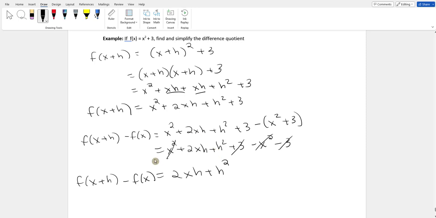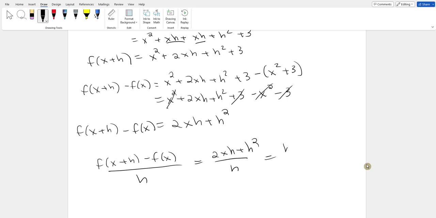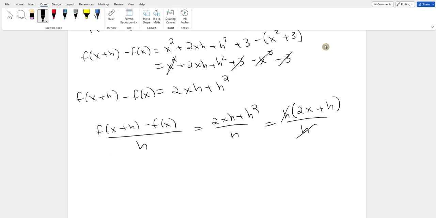The last step will be to divide this function by h. As you can see, an h is common in each one of the terms in the numerator. I can factor that out. And when I factor it out, I'm left with 2x plus h. Don't forget to divide by h. Here, these h's cancel out. So my final answer will be f of x plus h minus f of x all over h is equal to 2x plus h.